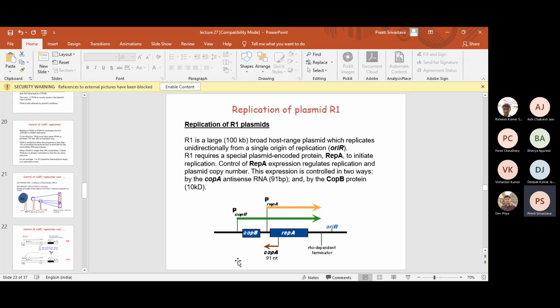Okay, ma'am. So I hope the ColE1 regulation by antisense RNA was clear. Yes, ma'am. It was almost clear. It was clear.